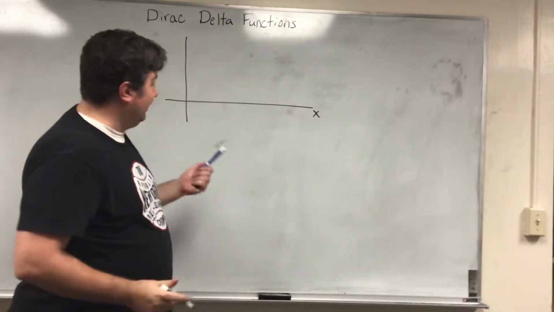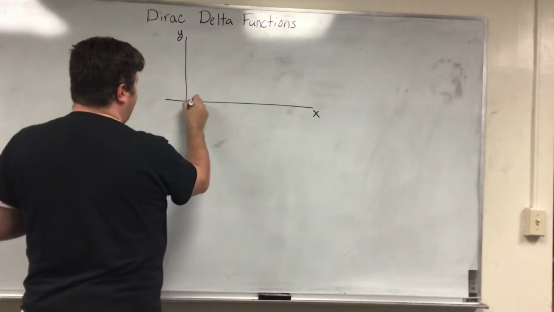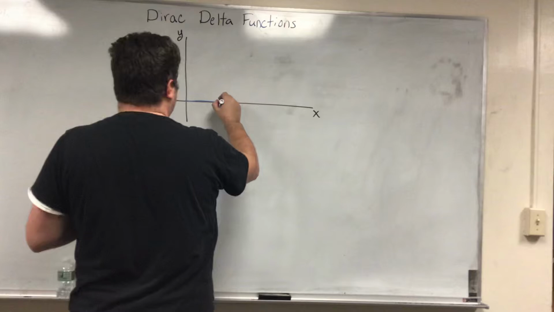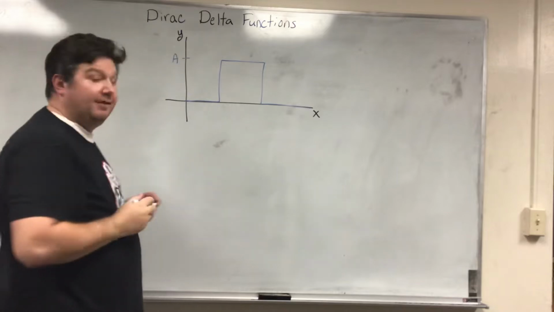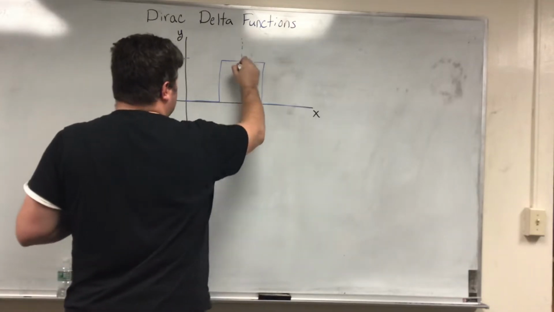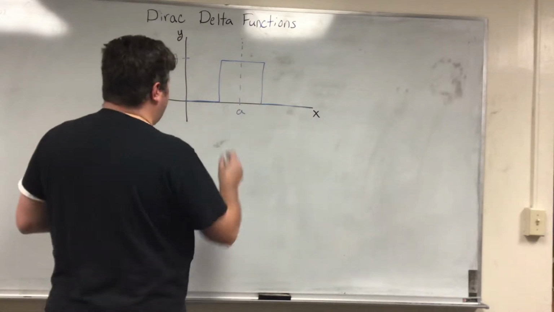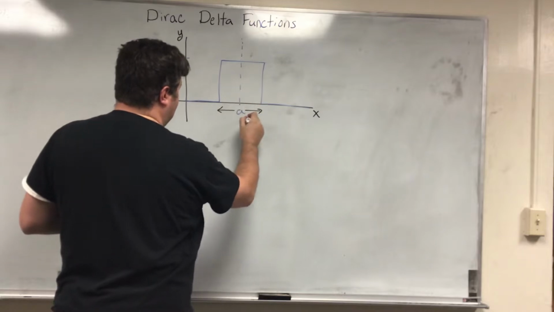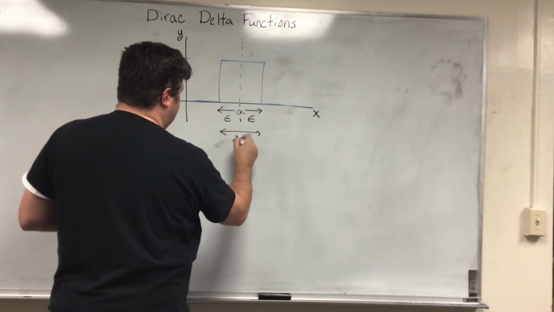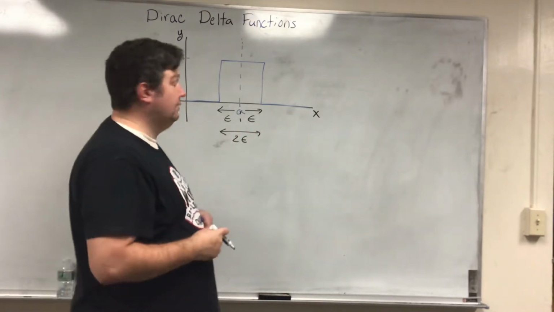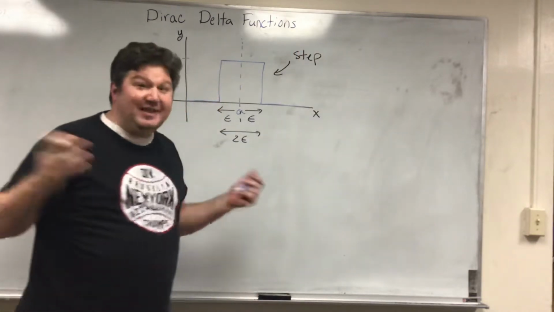It's got x and y. So our step function is going to be 0 everywhere, except at some point, it's going to come to some height A. The step function is going to be centered around a point little a, and it's going to have a width of 2 epsilon. So the entire width is 2 epsilon.